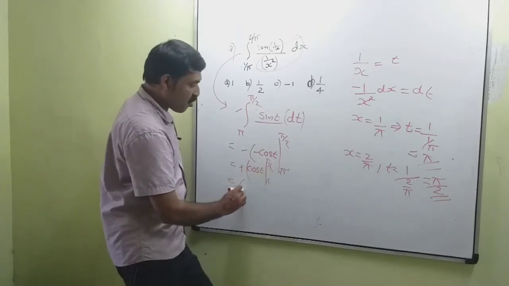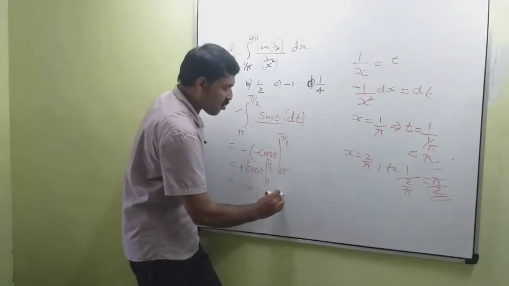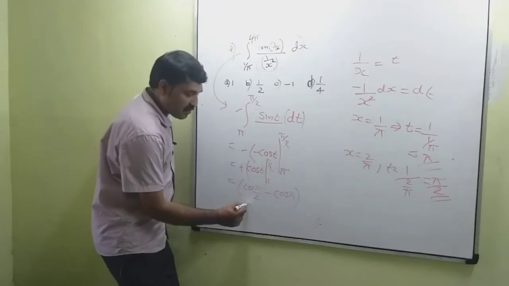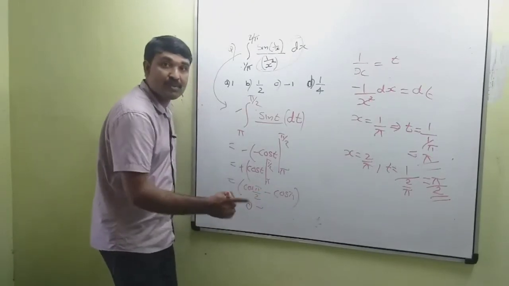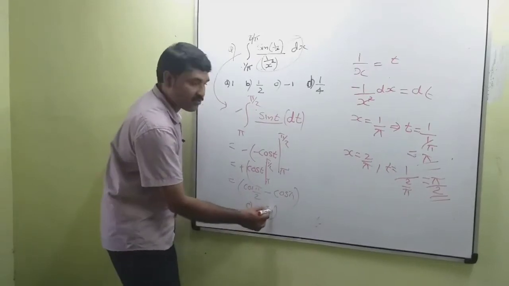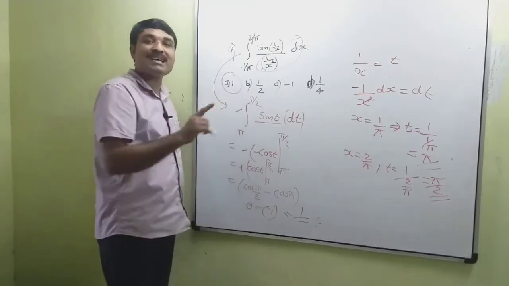That implies cos pi by 2 minus cos pi. Cos pi by 2 is equal to 0, minus cos pi. Cos pi is minus 1. So minus of minus 1 is equal to 1. So the correct answer is option A.